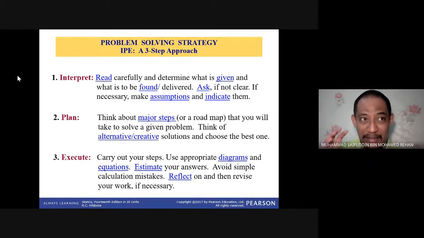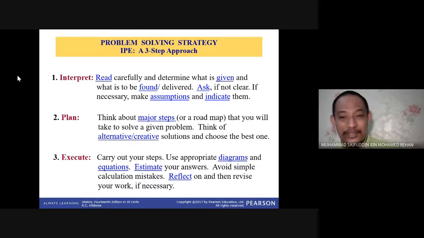So on the reflection side, what does reflect mean? When you have your answer, just think for several seconds: is this answer logical? Because for some of the answers students give in the final exam, just by thinking about it, you should already know it's not logical.